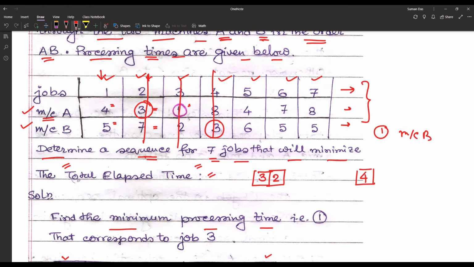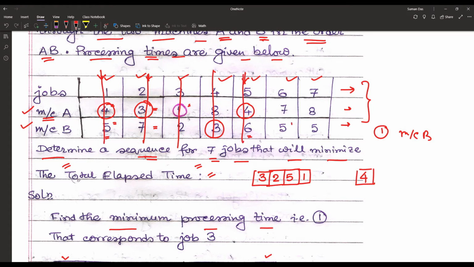Then once again we find the next minimum processing time, that is 4, and that belongs to machine A. Now we have to choose which has the larger processing time in machine B. The larger processing time for machine B is for job number 5. So that must be sequenced first, and then job number 1 next. So 1 and 5 both are crossed out.